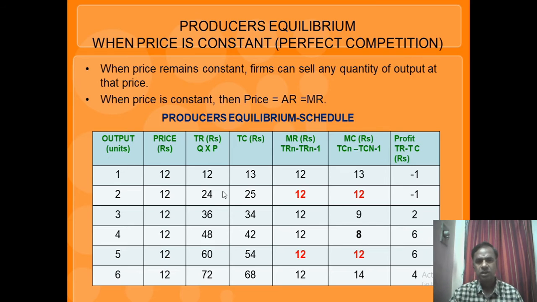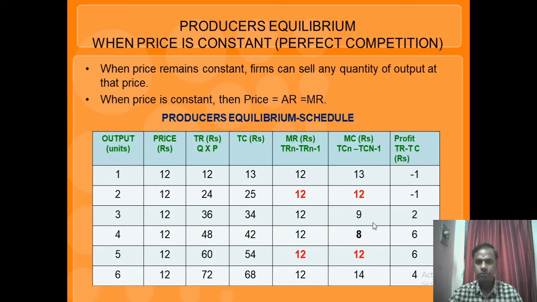Now, in this schedule, the producer's equilibrium we have to discuss. As I told you earlier, there are two conditions for producer's equilibrium: MR is equal to MC and MC is greater than MR after equilibrium. You see here, MR is equal to MC at two levels of output. MR is 12, MC is 12 at two levels of output. Here also MR is 12, MC is 12 at 5 level of output.